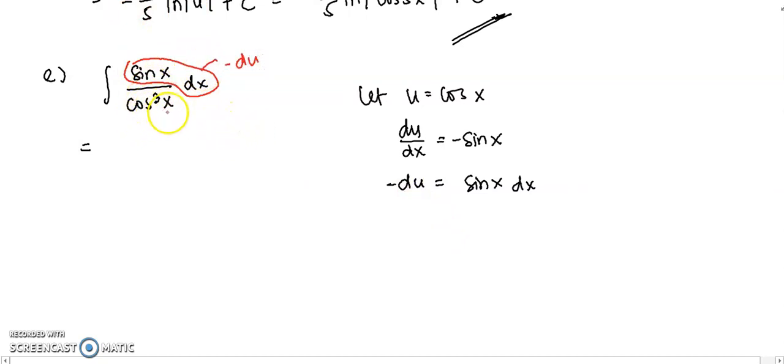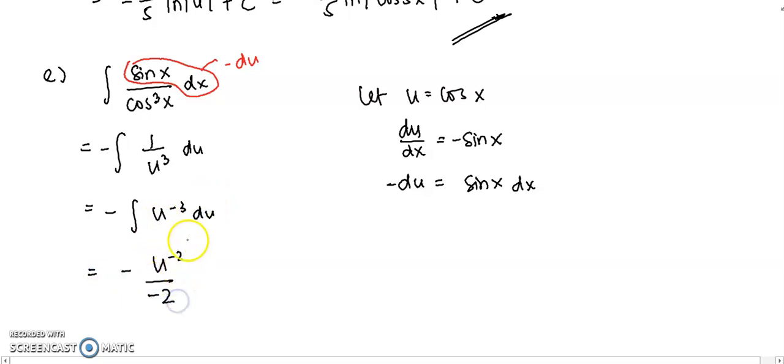And 1 over cos cube x can be written as 1 over u cube, so du. The negative here I bring out as a coefficient. So now we just integrate u power of negative 3 with respect to u. Integrate this, you have u power of negative 2 over negative 2. Just increase the power by 1 and divide by the number that you have increased. Plus constant c. Negative, negative, you get a positive. So you have 1 over 2 u squared. The u squared, I substitute back with cos squared x, plus c.